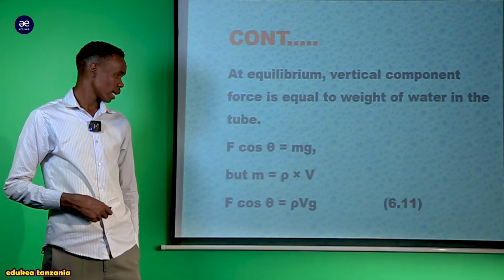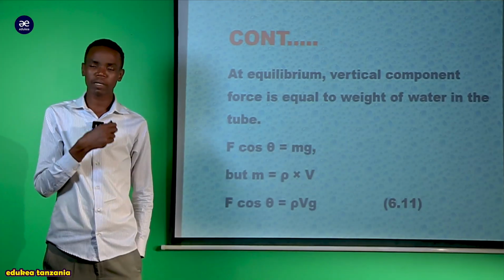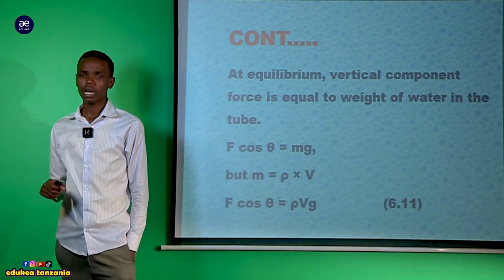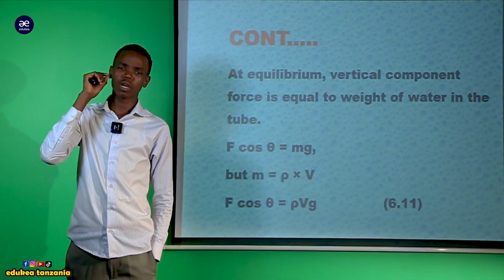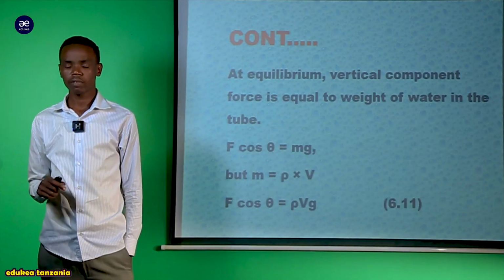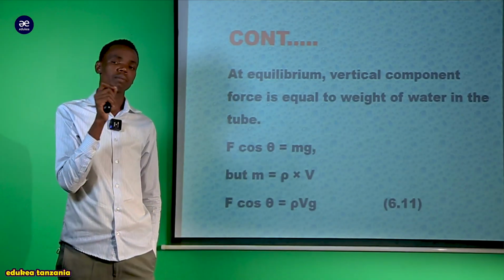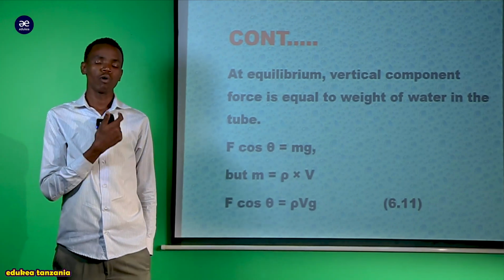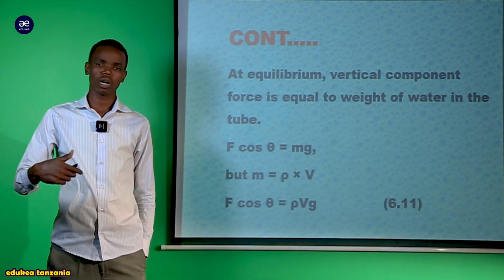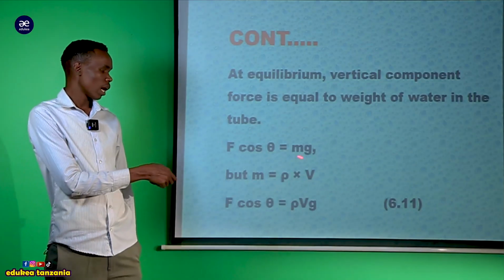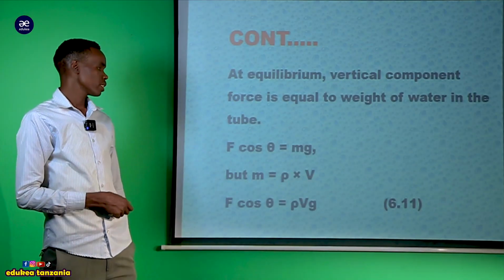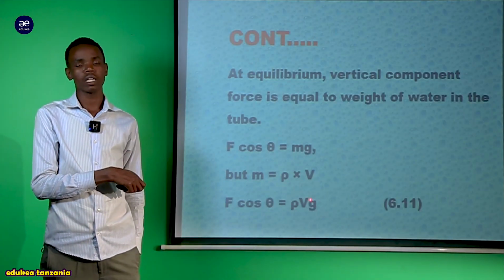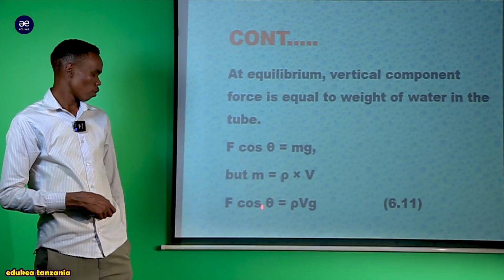Now, as we know, the mass is obtained by taking the density times the volume. From the relationship in our Form 1 topic of density and relative density, we know that density is equal to mass divided by volume. But here we want the mass. We are supposed to make mass the subject, and we obtain that the mass of the liquid must be equal to the density of the liquid times the volume of the liquid.